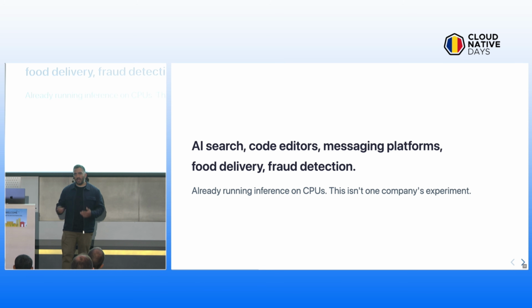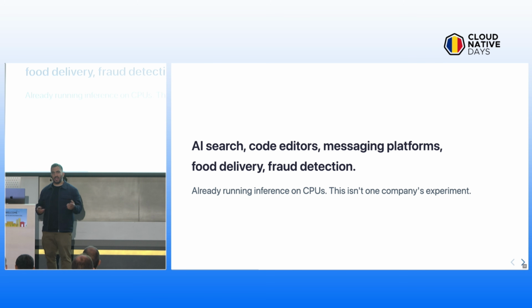Which workloads or which companies are already doing this? AI search companies, code editors, messaging platforms, food delivery, doing some fraud detection. Some of them are actually running models, maybe not generative AI models like we know them, but recursive models, classification models, ONNX formats that are already running on CPUs, and they might not need a GPU for doing that.